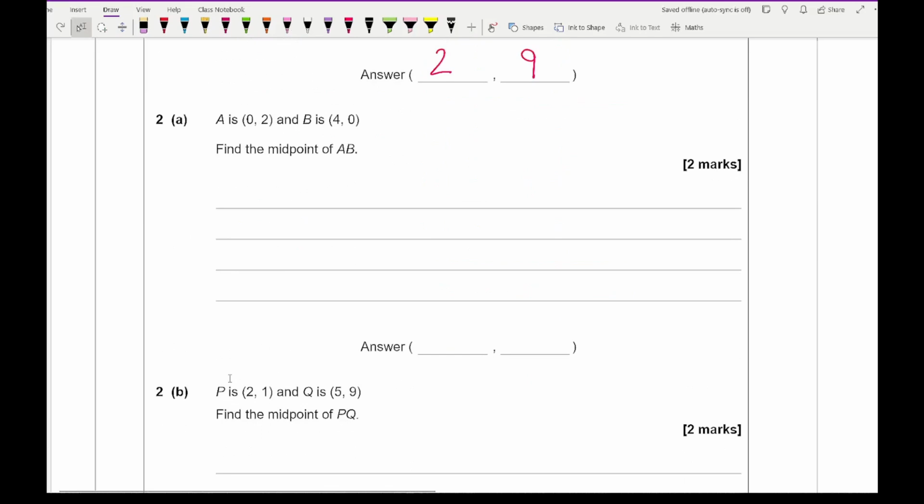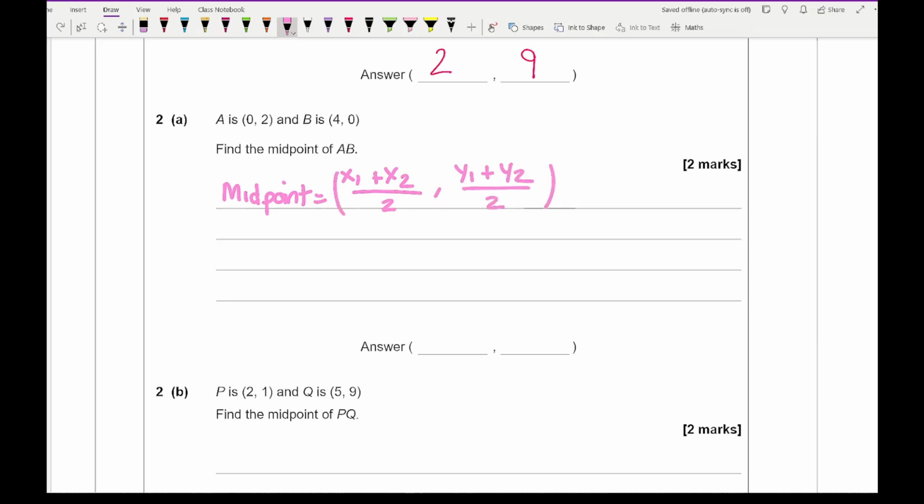Moving on to question 2, it says A is (0, 2), B is (4, 0). Find the midpoint of AB. Well, there is a formula for the midpoint of 2 coordinates, and that is x1 plus x2, divided by 2, and y1 plus y2, divided by 2.